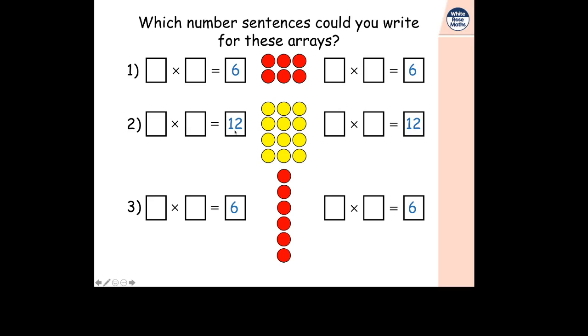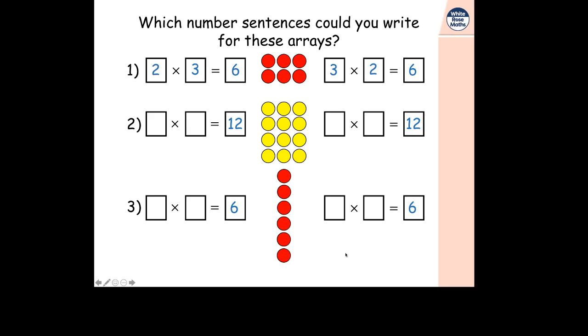Do the same for this one where there's 12 circles. And the same for this one where there is 6. So pause the video now and have a go at those, and I will go through the answers in a minute. Pause now. Okay, good. So you should have 2 multiplication number sentences for each one.